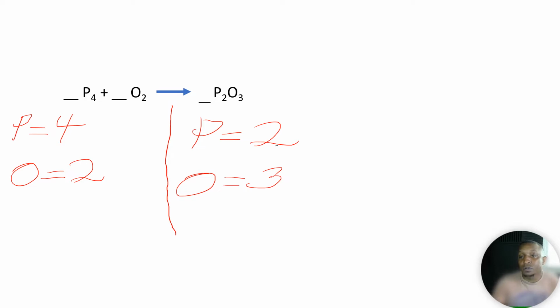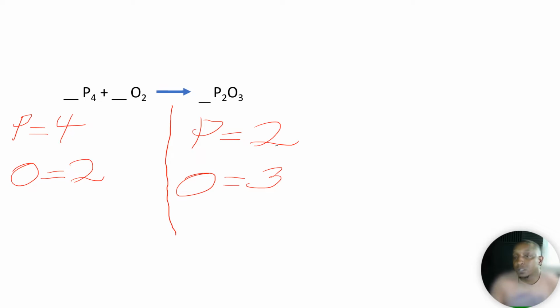So if you take a look, you notice that the number of phosphorus on each side is unbalanced because I have 4 phosphorus on the left, only 2 on the right. Then my oxygen, I only have 2 oxygens on my reactant side and 3 oxygens on my product side. So as a rule of thumb, I always say start our coefficients off with the number 2.